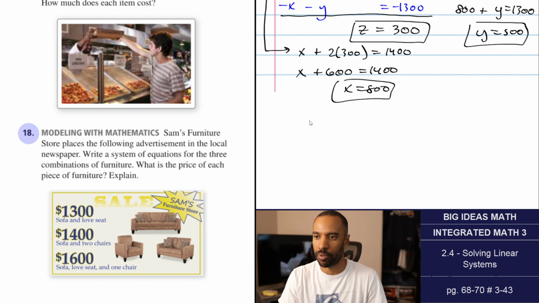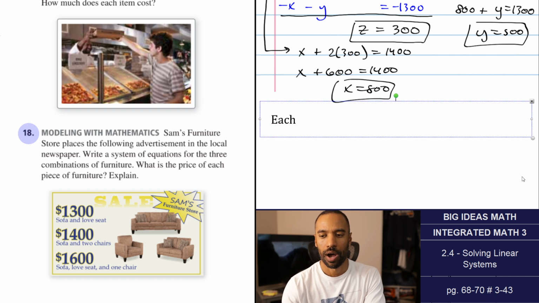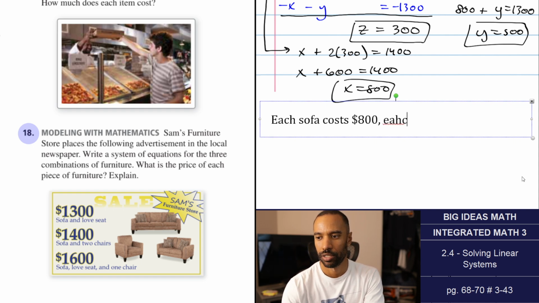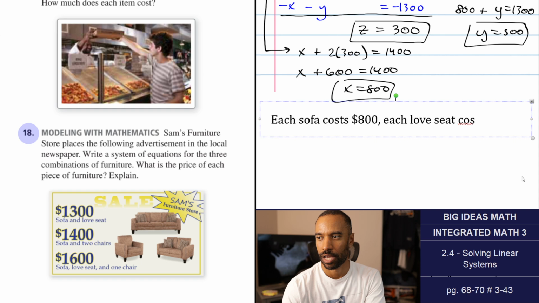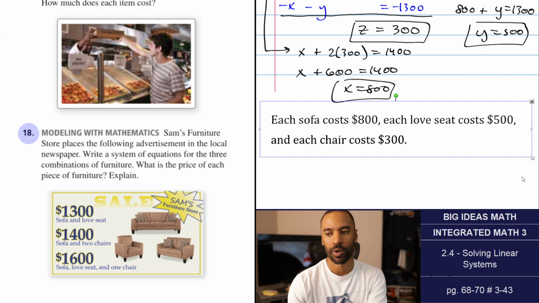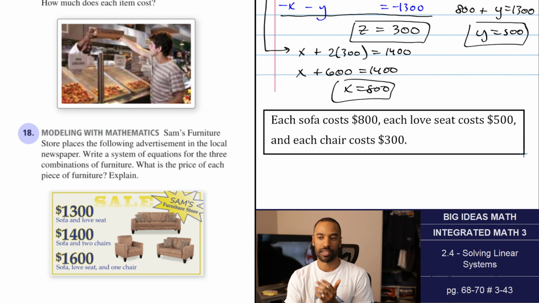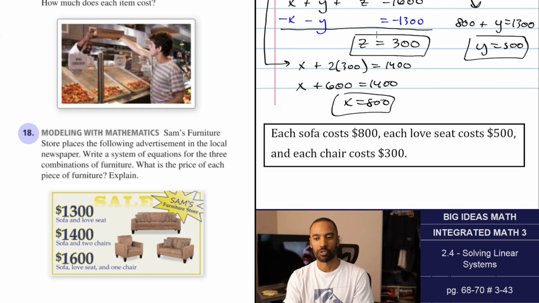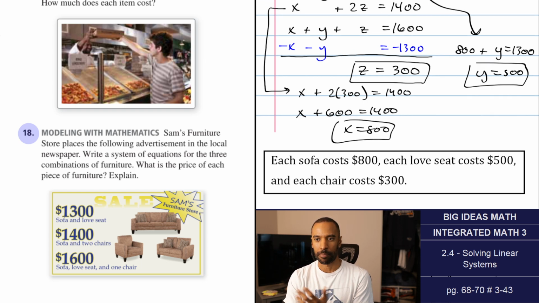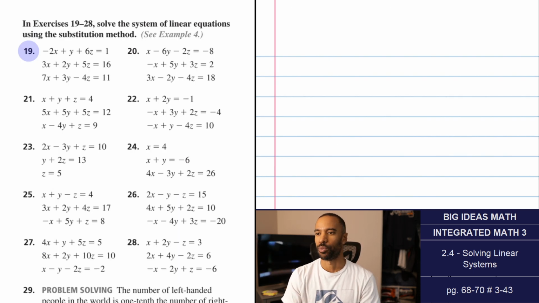I will not write the ordered triple this time. I'll just write the sentence. Each sofa costs $800. Each love seat costs $500. And each chair costs $300. And I also want to see if this answer makes sense, not just check the algebra here. A sofa I think should cost more than a love seat, and a love seat should cost more than a chair. So I feel like those answers are also appropriate, not just because they're integers and such, but because of the thing behind the problem, if they set it up right, and if Sam's Furniture knows how to charge prices, that's what we would do.